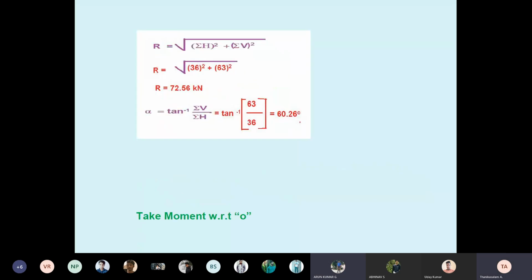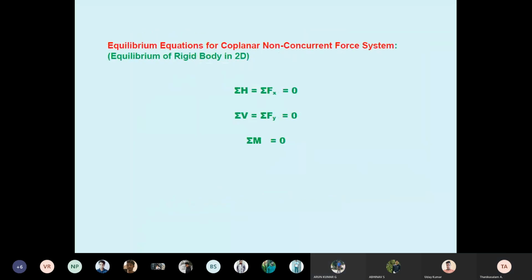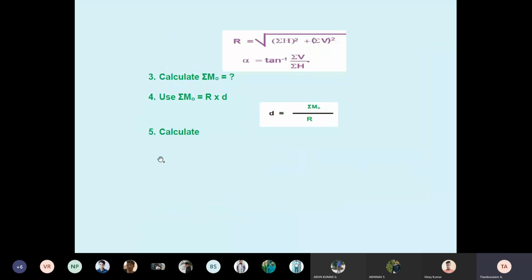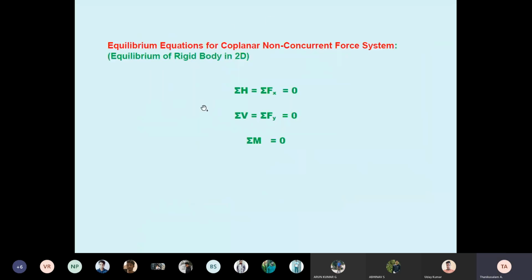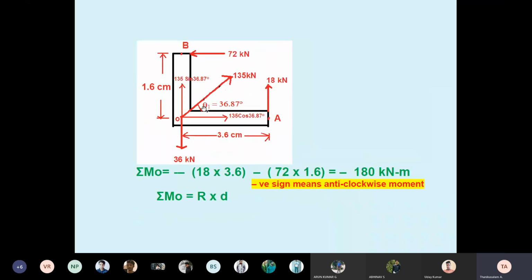M naught. See, we have the resultant formula, I already told you, no? After calculating the resultant, you take moment with respect to the reference point. Here O is the reference point. So you have to identify what moment means: force into perpendicular distance. Students, force into perpendicular distance. So the O point is here, the A point here. Is the 18 perpendicular? So 18 into 3.6. Why am I putting minus for anti-clockwise?